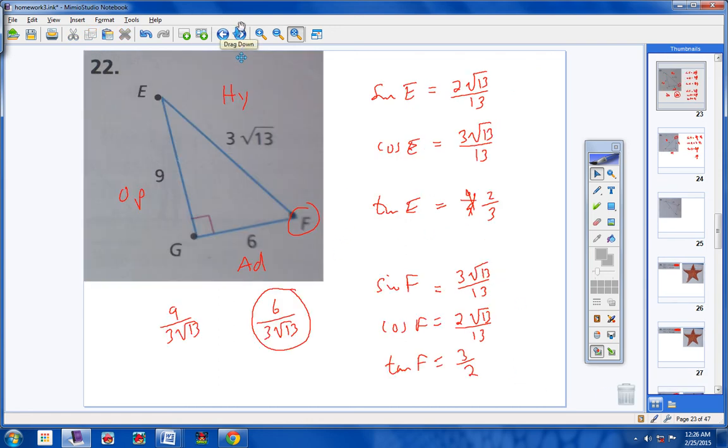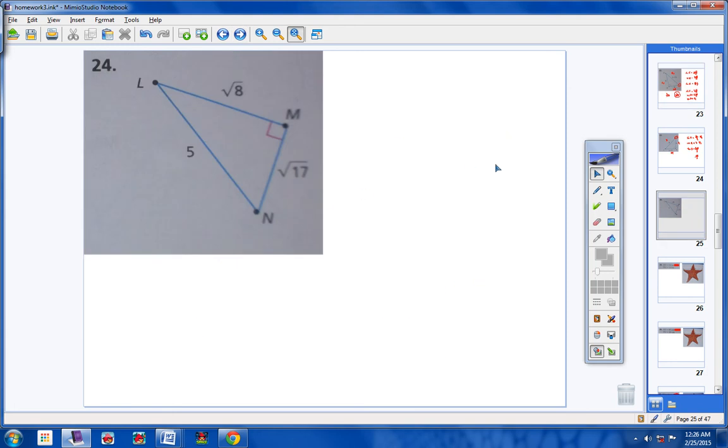Number 24. Okay, now, let's start off with angle L. So straight across, this is my opposite side. Here's my right angle. This is my hypotenuse. This is my adjacent. So sine of L, cosine of L, tangent of L. Okay, so here we go. Sine is opposite over hypotenuse. So square root of 17 over 5. Okay, cosine is adjacent over hypotenuse. So square root of 8 over 5.